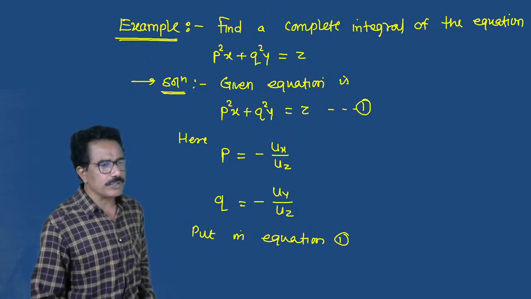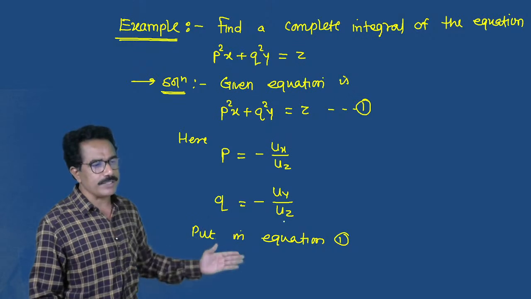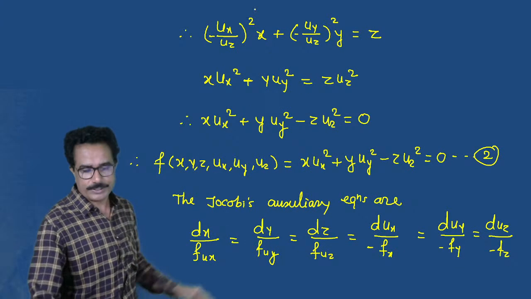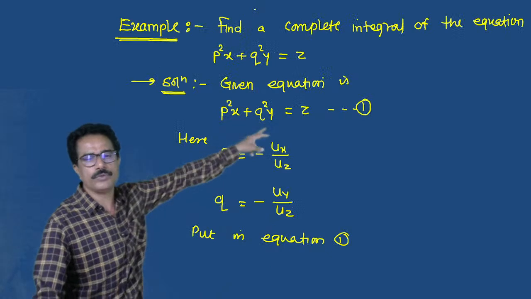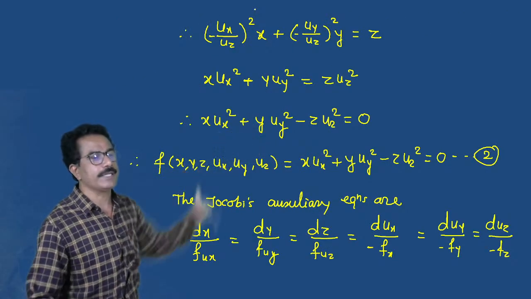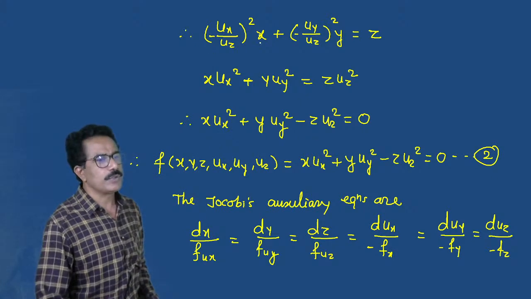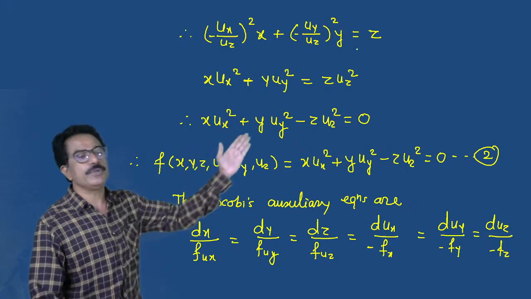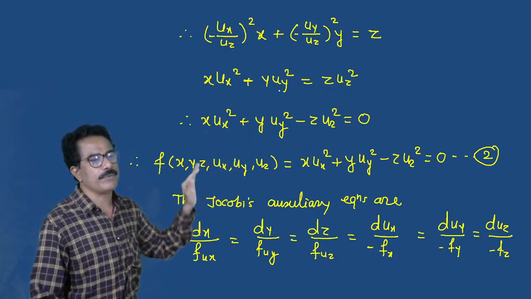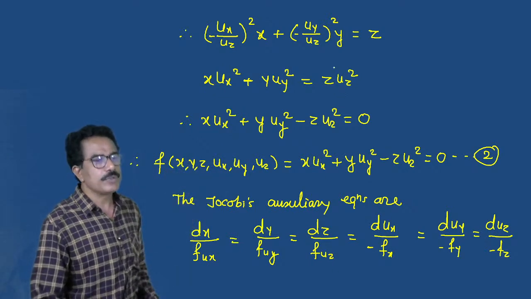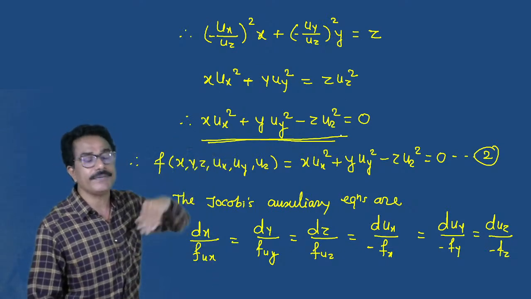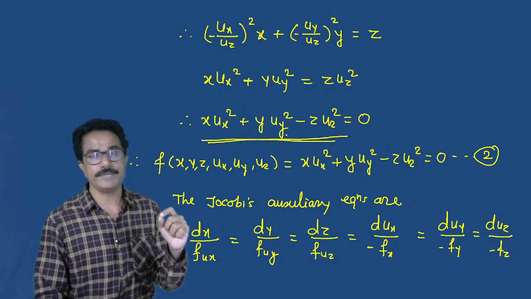So replace this. P is equals to minus ux upon uz, q is equals to minus uy upon uz in equation 1. So we can write minus ux upon uz bracket square. Put the value of p and the value of q. So minus uy upon uz bracket square, squaring, the square of minus becomes plus. So x into ux square upon uz square plus uy square upon uz square into y equals to z. Multiplying by uz square, then we will get x ux square plus y uy square plus z uz square. So we can write this. Now we can solve this equation in the form of a Pfaffian differential equation. Sorry, in the form of a Jacobi's differential equation.